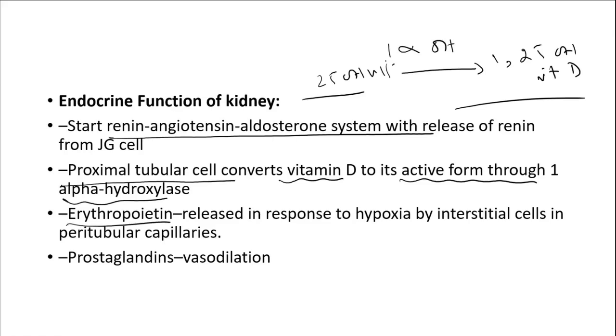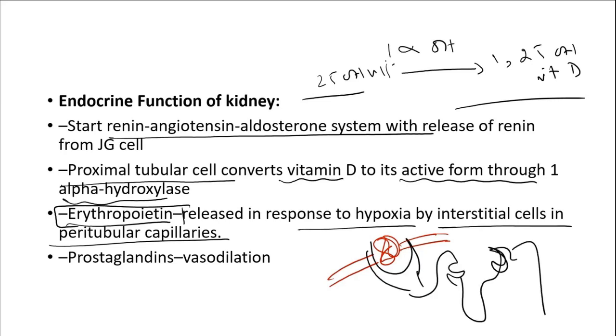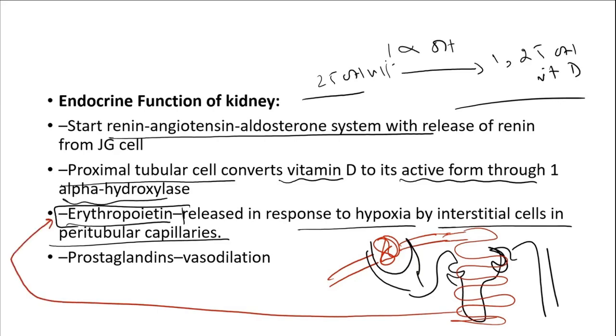Erythropoietin. How is erythropoietin released? In response to hypoxia by interstitial cells in peritubular capillaries. So what are they talking about? So we have glomerulus, efferent arteriole, and then glomerulus is surrounded by Bowman capsule, proximal convoluted tubule, loop of Henle, distal convoluted tubule, collecting duct. This efferent arteriole, which is arising from the glomerulus, divides into peritubular capillaries. So whenever there is a hypoxia, the interstitial cells in peritubular capillaries can produce a hormone called erythropoietin.